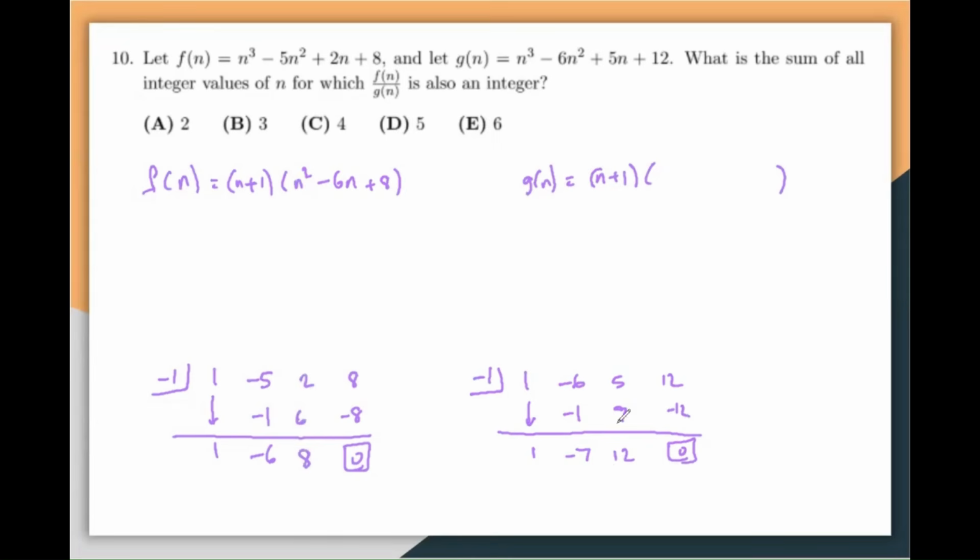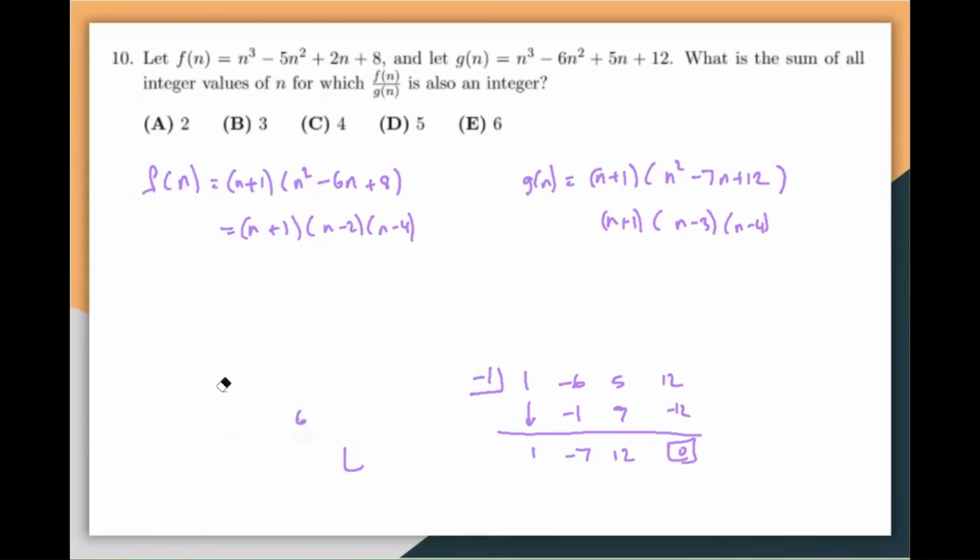So the coefficients will give us the quadratic expression, n squared minus 7n plus 12. We just use this in the division basically, and that will give us n plus 1. This is also factorable, as n minus 3 times n minus 4. And that will give us n plus 1 times n minus 3 and n minus 4, because that's also easier to factor. So let's get this out of the way.